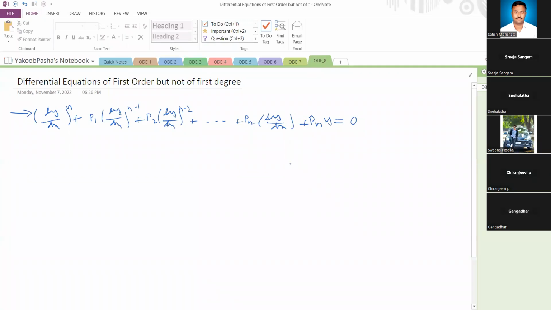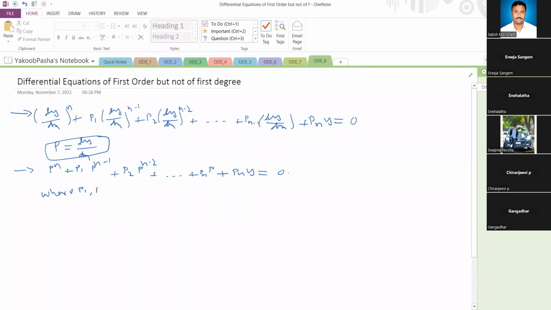Differential equation of first order and first degree. If we replace dy by dx by p, that is, if we take p is equal to dy by dx, then this differential equation can be written as p power n plus p1 p power n minus 1 plus p2 p power n minus 2 plus and so on p n minus 1 into p plus p n y is equal to 0.